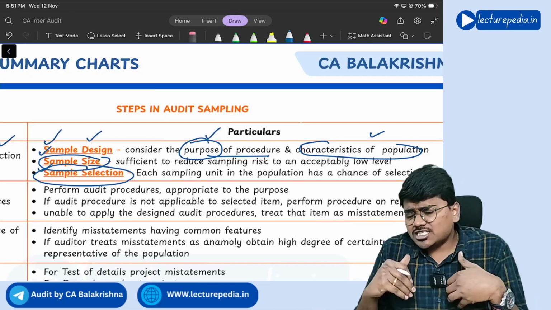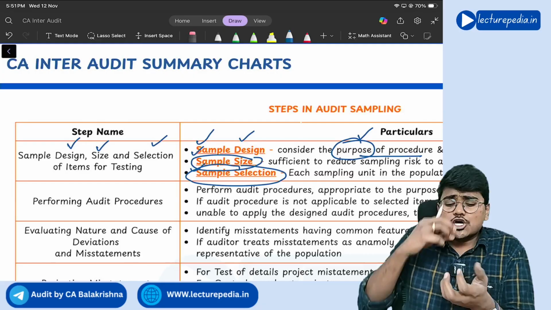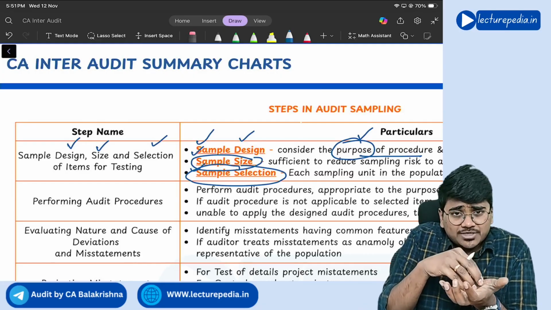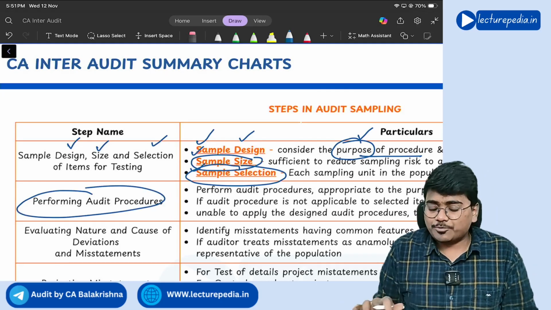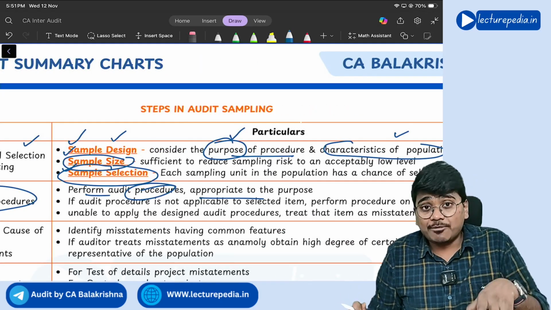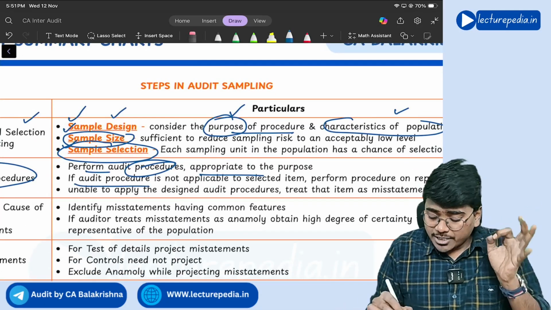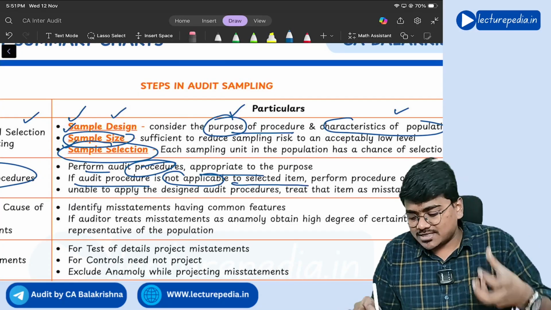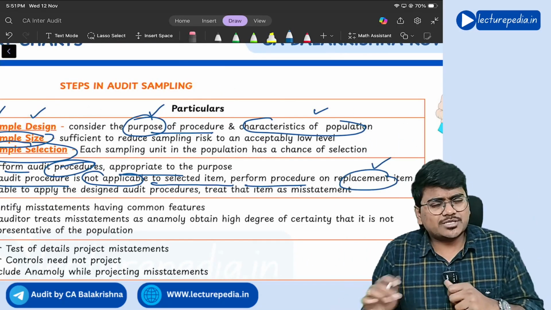Once you have selected the sample, the next step is you will perform your audit procedures on the sample, correct or not? So, performing the audit procedures: perform audit procedures appropriate for the purpose on the sample, not the population. Now, if the audit procedure is not applicable to the selected item, perform the procedure on a replacement item. What is this replacement item, sir?